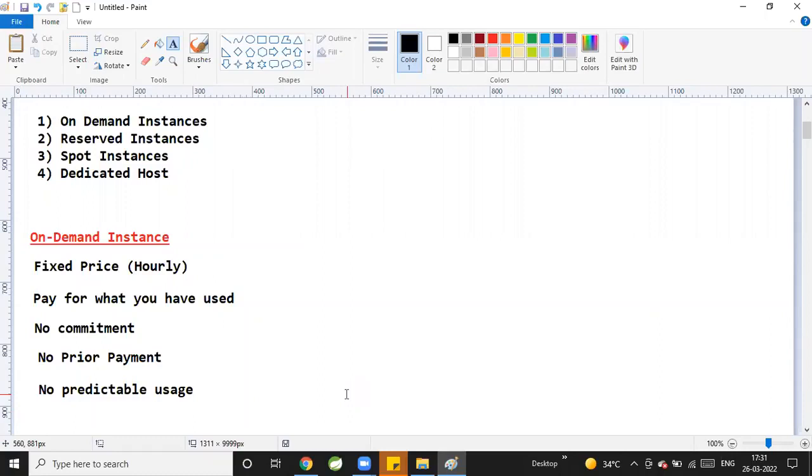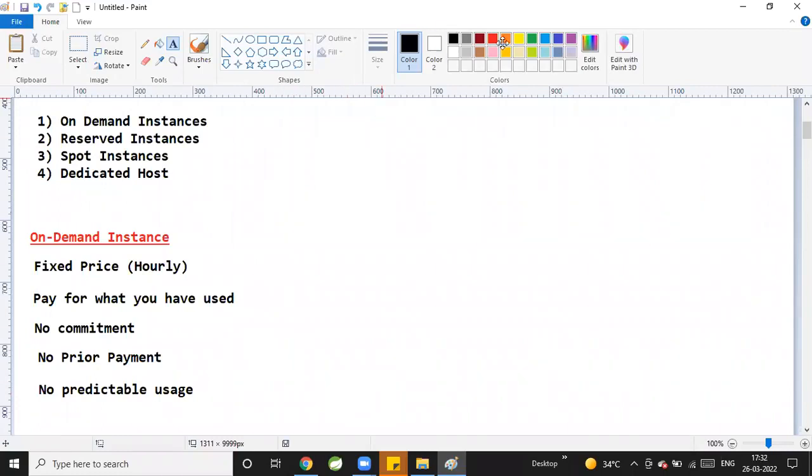You will go to a bus station and find a bus traveling from Hyderabad to Bangalore. If a seat is available, you take it and travel. Or else go to the railway station, catch the train, and go there. That's it. There is no commitment and no prior booking. When you need it, you do it. That is called on-demand instances.